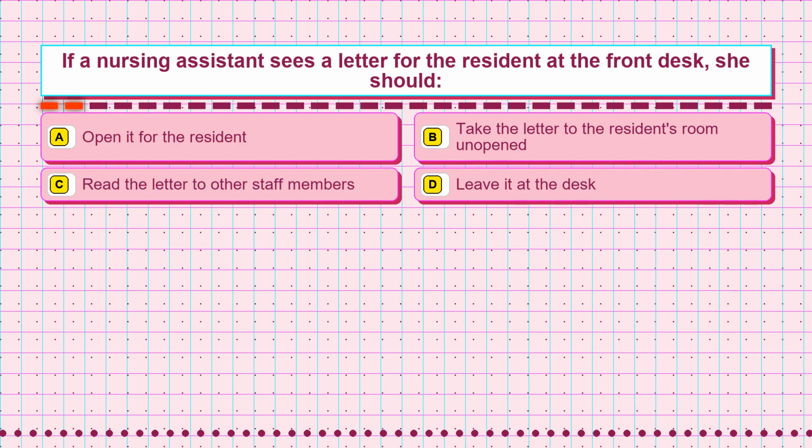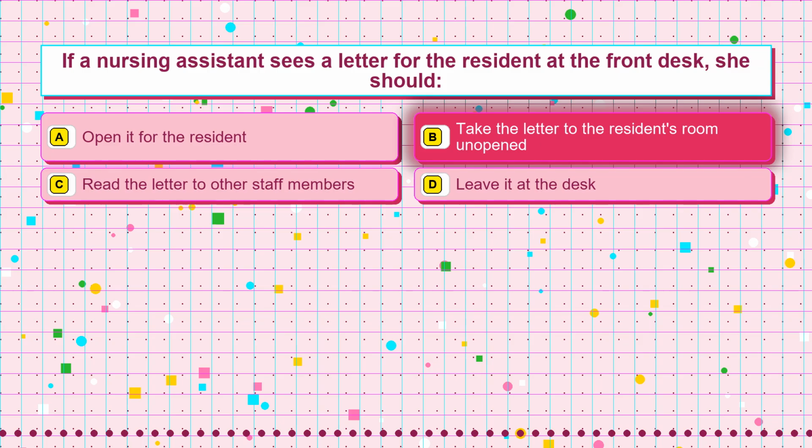Question 21. If a nursing assistant sees a letter for the resident at the front desk, she should: Option A, open it for the resident. Option B, take the letter to the resident's room unopened. Option C, read the letter to other staff members. Option D, leave it at the desk.